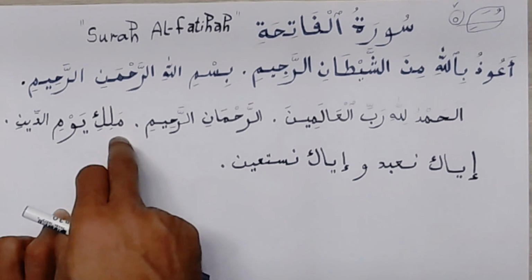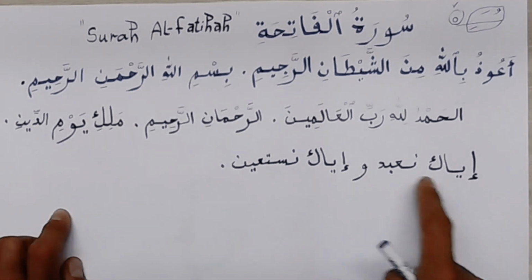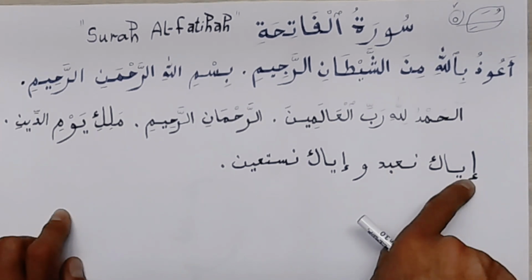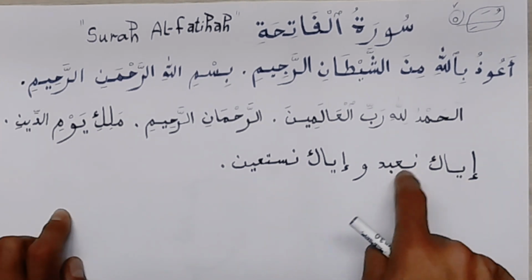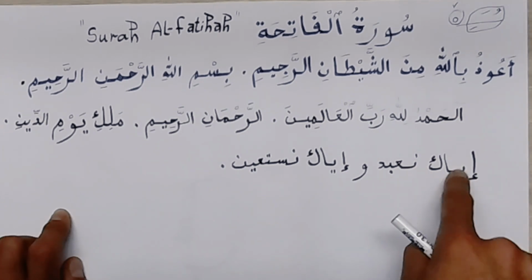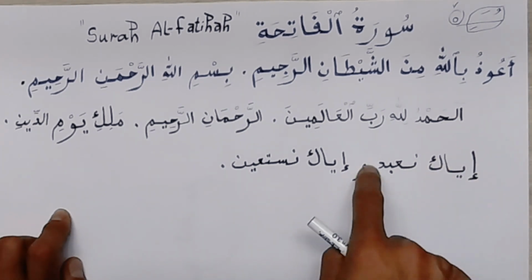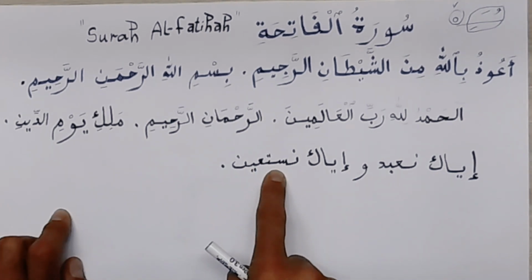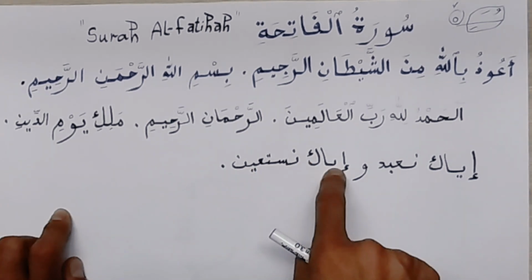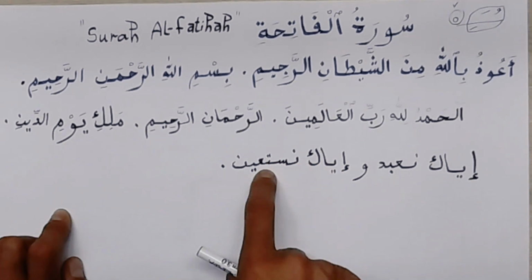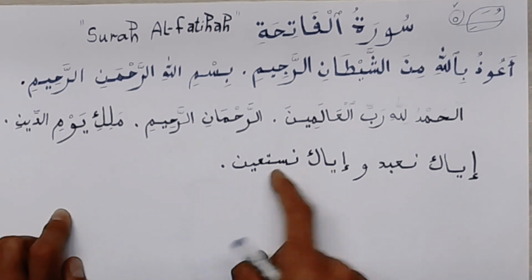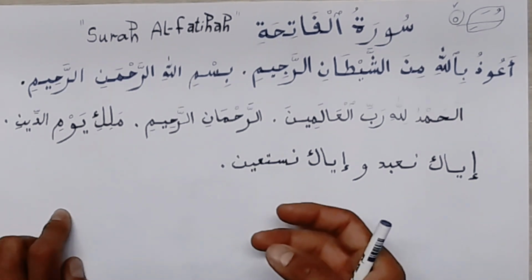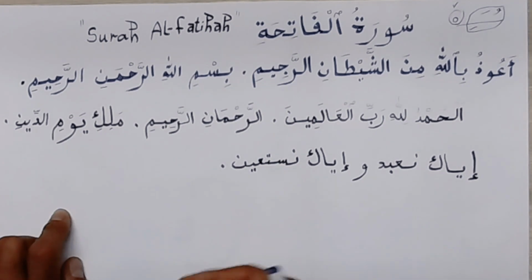Okay, Maliki Yawmiddin. Iyaka na'budu. So we worship you. We worship you. Na'budu. We worship. Iyaka, you. Wa, and we ask help from you. Nasta'in, we ask help. We ask i'ana. Nasta'in. So it's derived from yu'inu, yusa'idu.